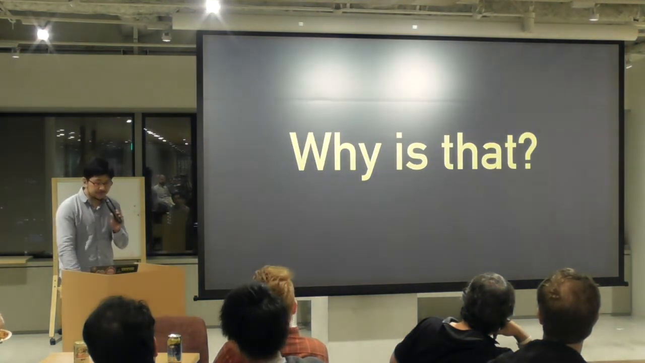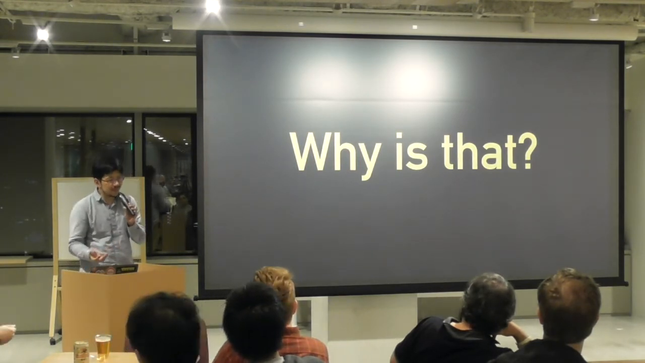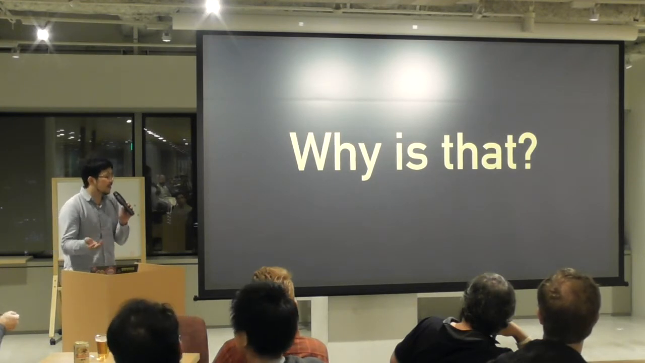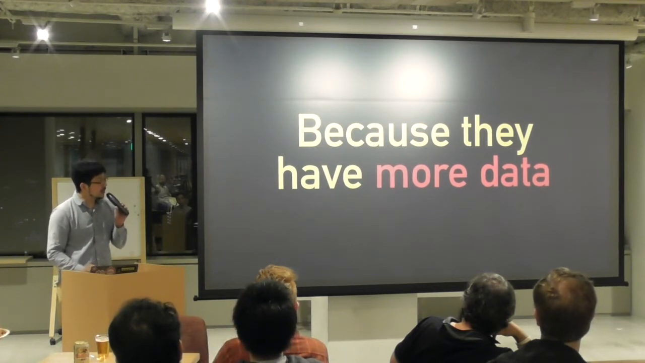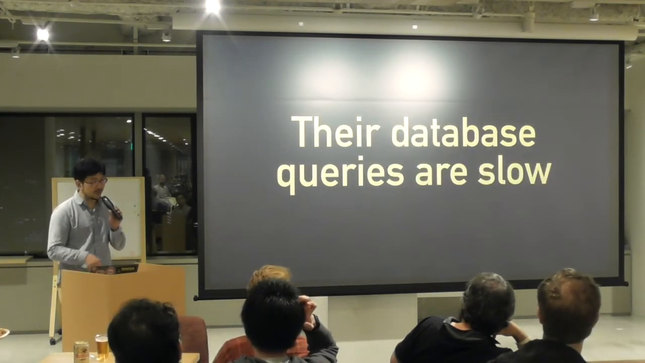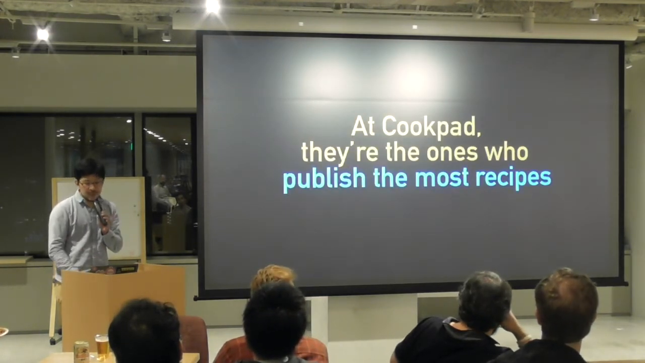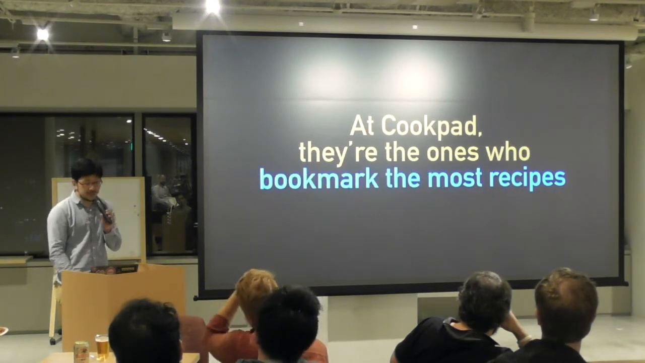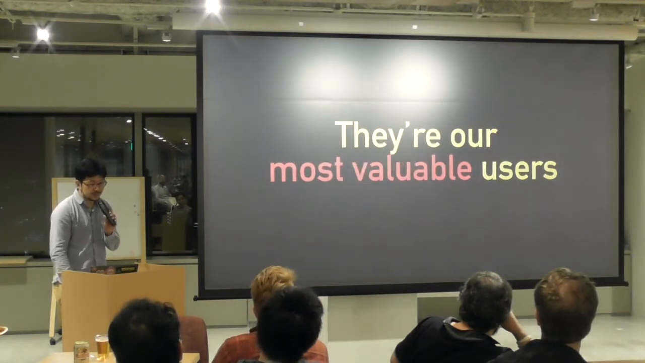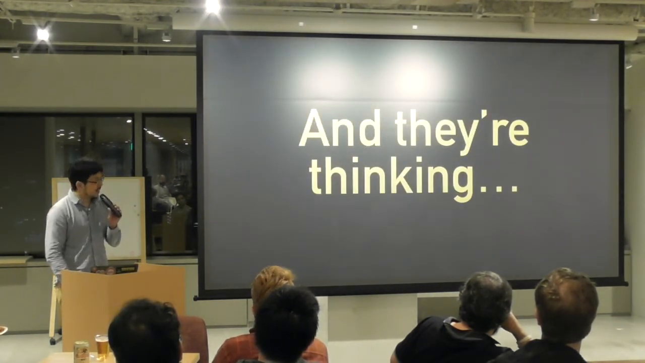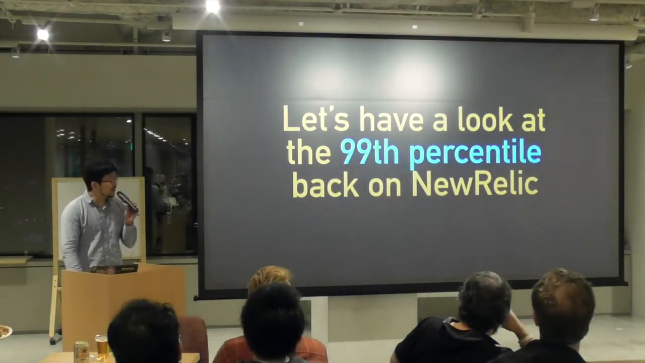Some of the reasoning behind that: some users are slower and some users are faster, and there's got to be some sort of reason behind it. It's not random. The key reason, at least for us, is that often these people are slow because they have more data, so some of their queries get slower. For us, these can be people who publish the most recipes or bookmark the most recipes. In other words, we think of them as our most active and most valuable users. And they're always thinking, hey, why is the internet so slow? Anyway, back to the 99th percentile here.